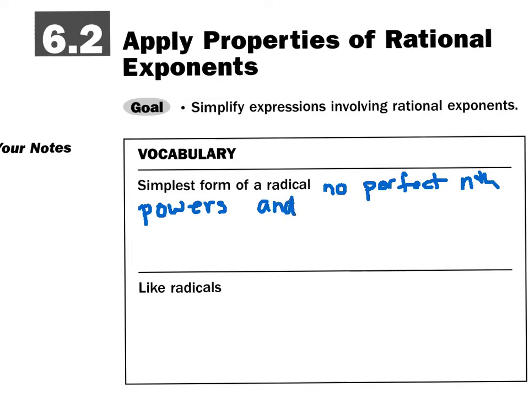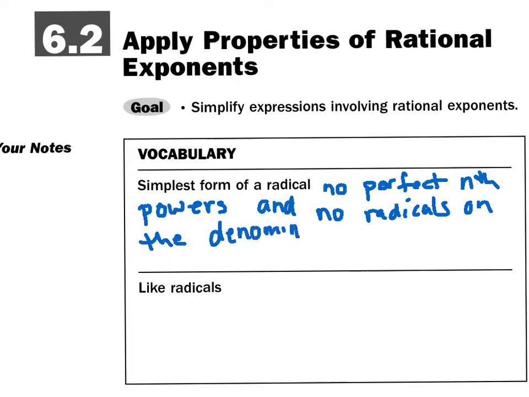and no radicals in the denominator. So the third root of 3 would be simplified because there's nothing that I can multiply by itself 3 times to get 3. So we'd leave it like that.